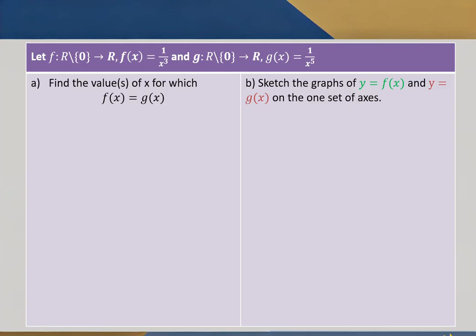That means I'm just grabbing this part here and this part here and equating them together. Then I just need to get rid of the fractions. So I would times both sides by x to the power 5 and times both sides by x to the power 3. It instantly makes my equation x to the power of 5 equals x to the power of 3. I would take this over to the other side to make it take away, and it'll just equal 0.